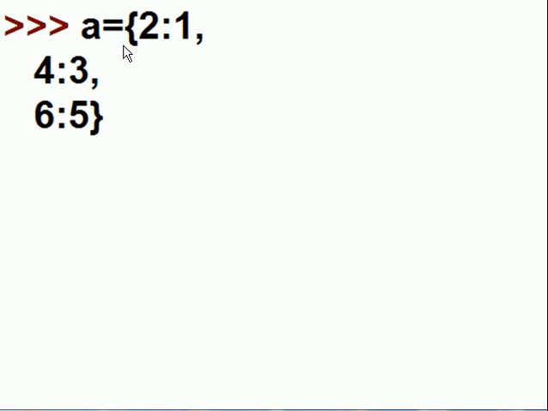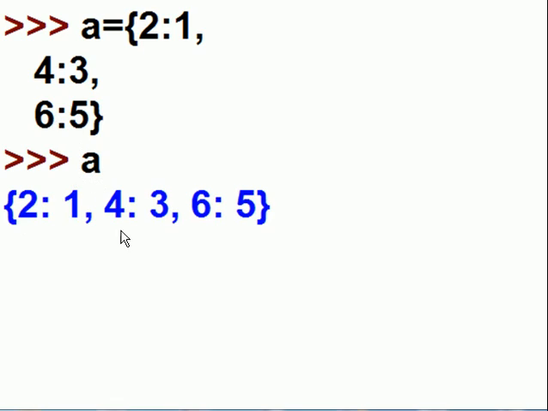Now, here's the dictionary. A equals 2:1, 4:3, 6:5, and A enter. Oh, I made a terrible mistake. I have them in reverse order. 2, 1, 4, 3, 6, 5. I want to get them back to normal order. I want to reverse this whole thing. How do I do that?